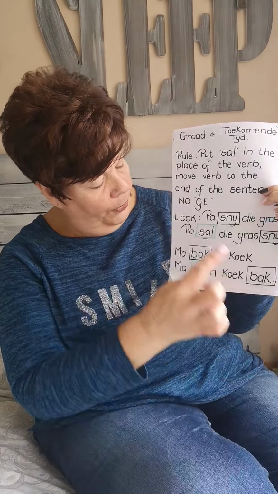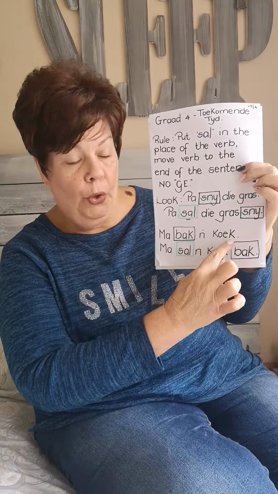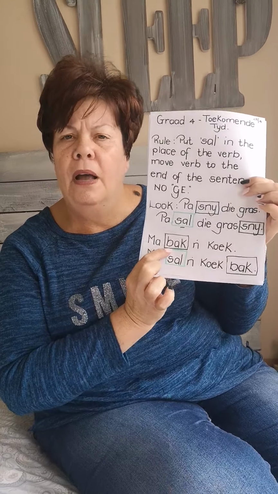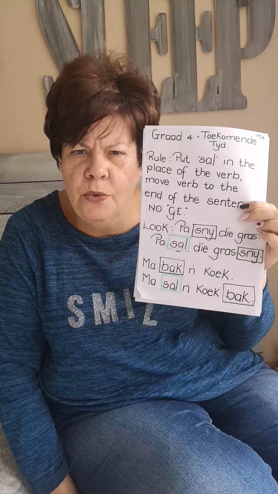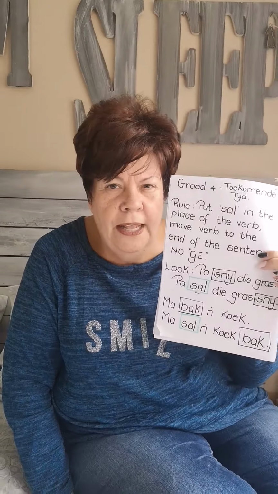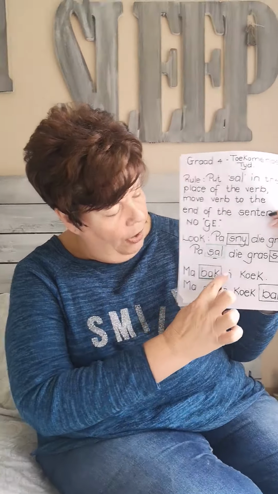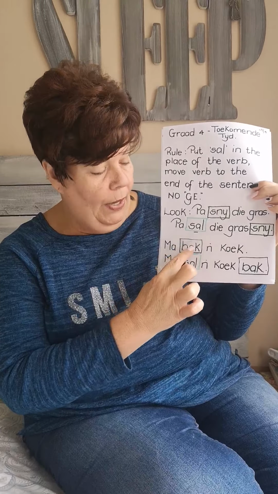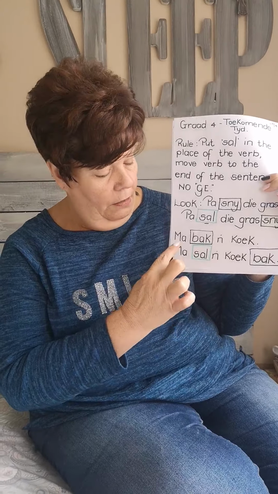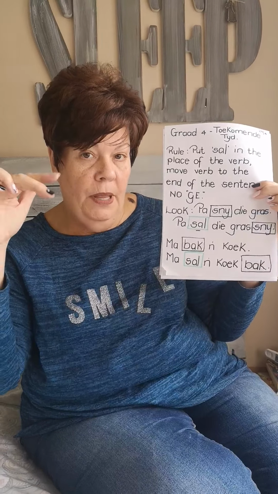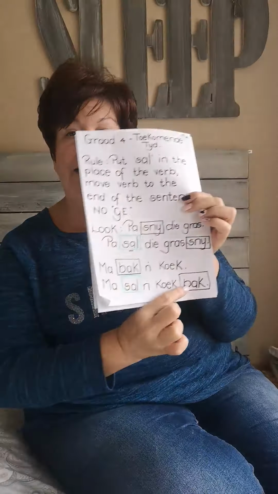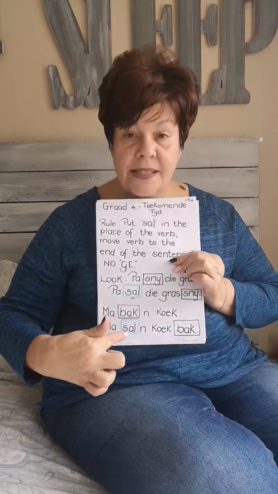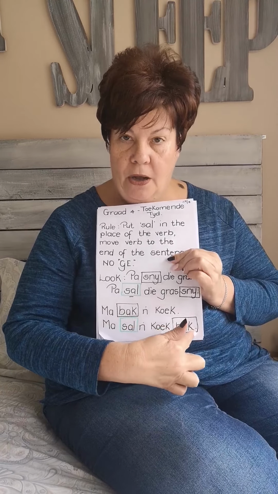Let's look at another example. Ma bak 'n koek. Mom bakes a cake. What is my verb? The verb is bak. Remember, I don't know why I'm saying verb in English, want ons het geleer van 'n werkwoord. We know that a verb is a werkwoord. So ma bak 'n koek. What do I put? First of all, I put a square around my verb. What do I put in the place of my verb? Sal. Ma sal. What happens to the verb? It walks to the end of the sentence without a ge. So, ma bak 'n koek. Ma sal 'n koek bak. All right.